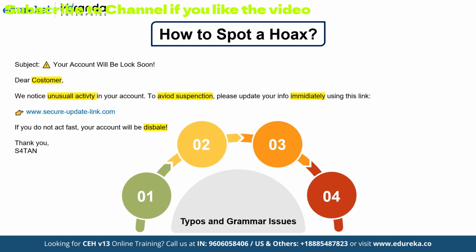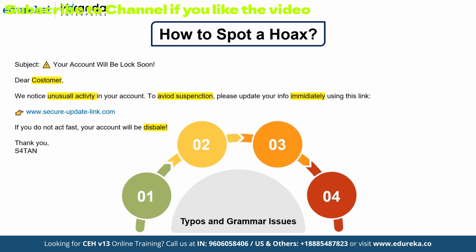For example, a message saying, "Urgent, your account will be locked if not updated immediately. To ensure your safety, click the link below. Failure to update will result in your account being disabled. Act fast." So this is definitely a warning sign.